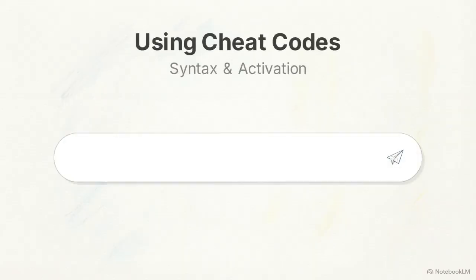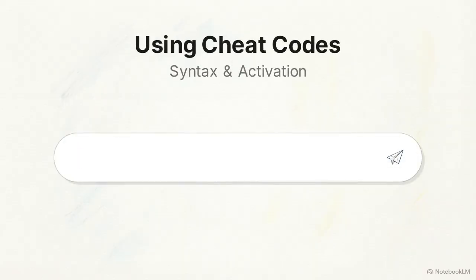Look at this text input bar. Before you type your question, you must place your cheat code at the absolute beginning of the prompt. If we want an ultra-simple explanation, we type the code ELI5 first. Then you immediately follow that code with a colon. That pulse you see is the activation trigger, telling the system that a strict rule is now in place.